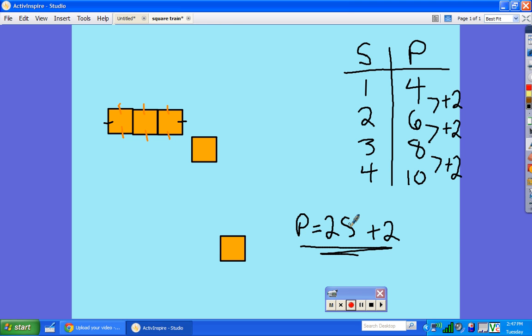So 2 times 1 plus 2 is going to be 4. 2 times 2 is 4, plus 2 is 6. 2 times 3 plus 2 is 8, and 2 times 4 plus 2 is going to be 10. So it looks like we've created an effective equation to model this polygon train.